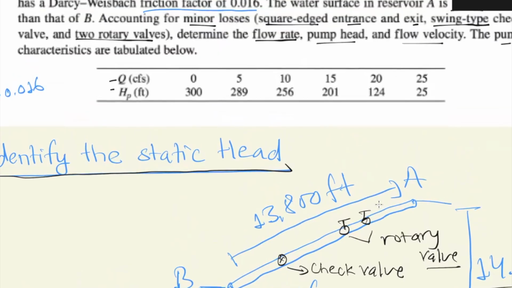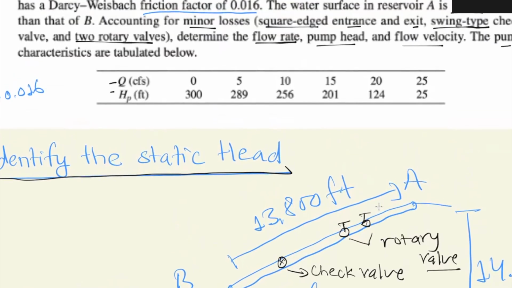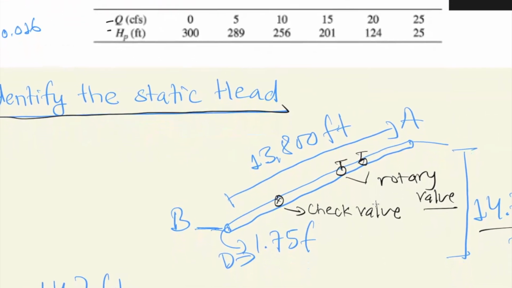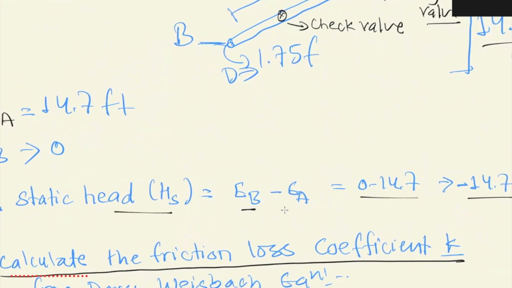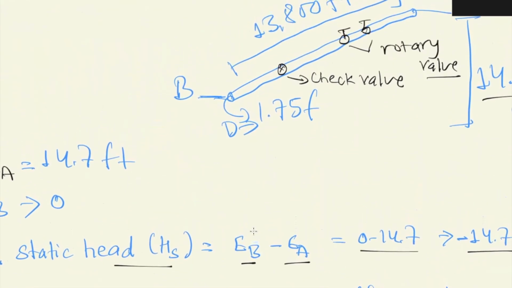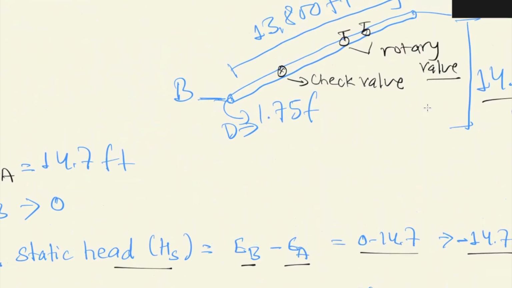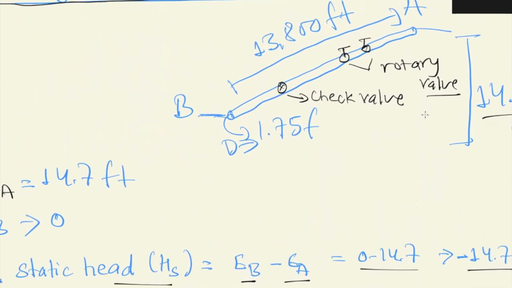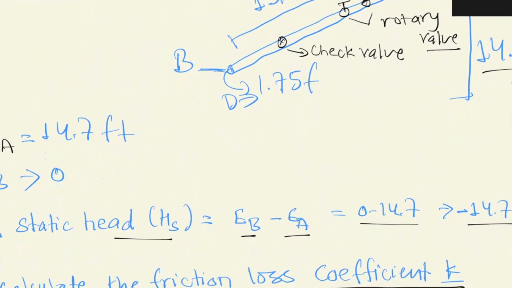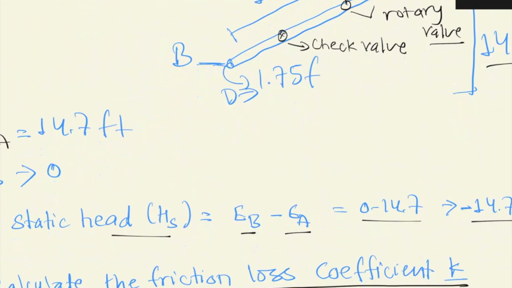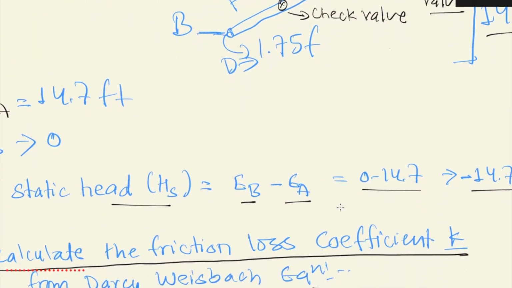So let's start with finding the static head, which will be EB minus EA, the elevation of B minus the elevation of A. The elevation of B is 0, whereas A is 14.7 feet. So that will give us minus 14.7 feet. This negative sign tells us the pump gets a 14.7 feet boost from gravity.